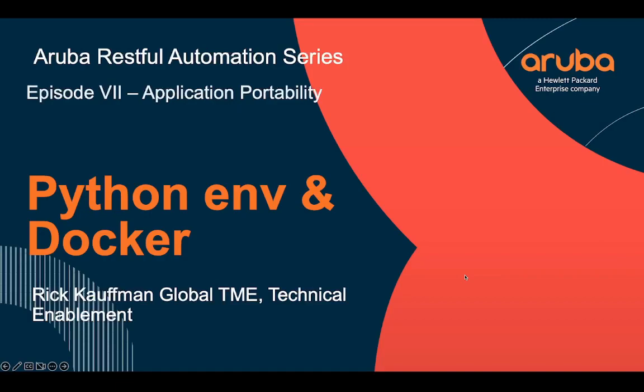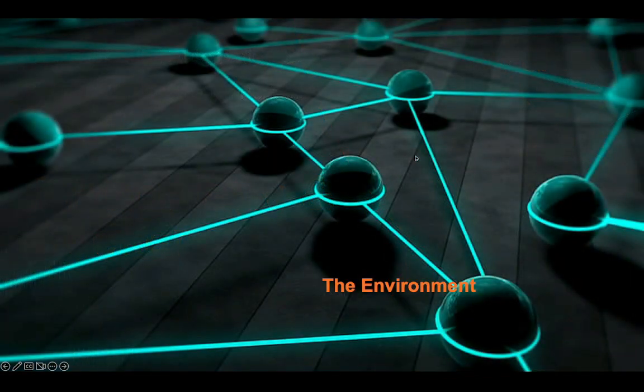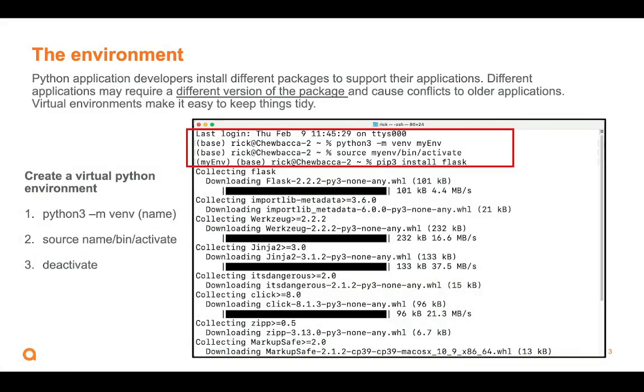Python virtual environments and Docker. These are tools that are going to help us develop our applications and deliver our applications. This is all about application portability, episode 7 of the Aruba Restful Automation series. And we need to figure out what's going on with the environment. On our workstation, we're going to write some code.